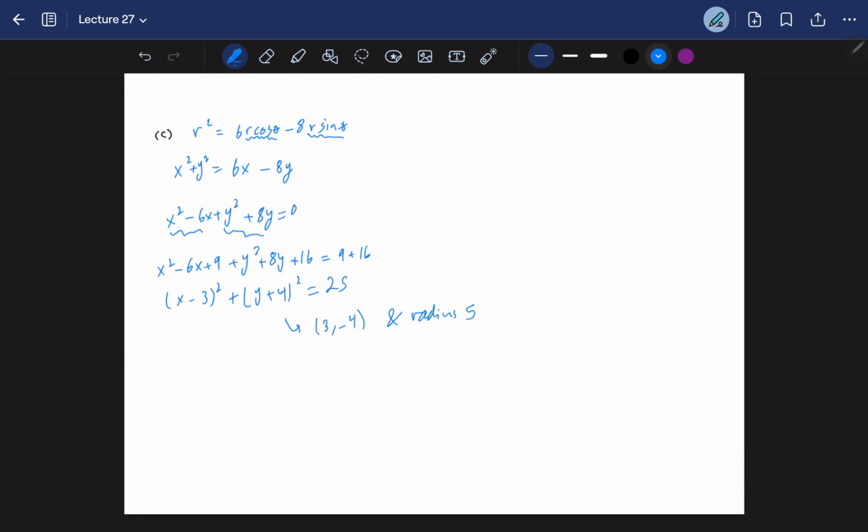So that's it for this section. It's all about the main equations that we've talked about in the beginning, and you can use those to convert anything. And just be familiar with the point r, theta and how to plot it and how to work with all of that. Best of luck, and if you have any questions, let me know.